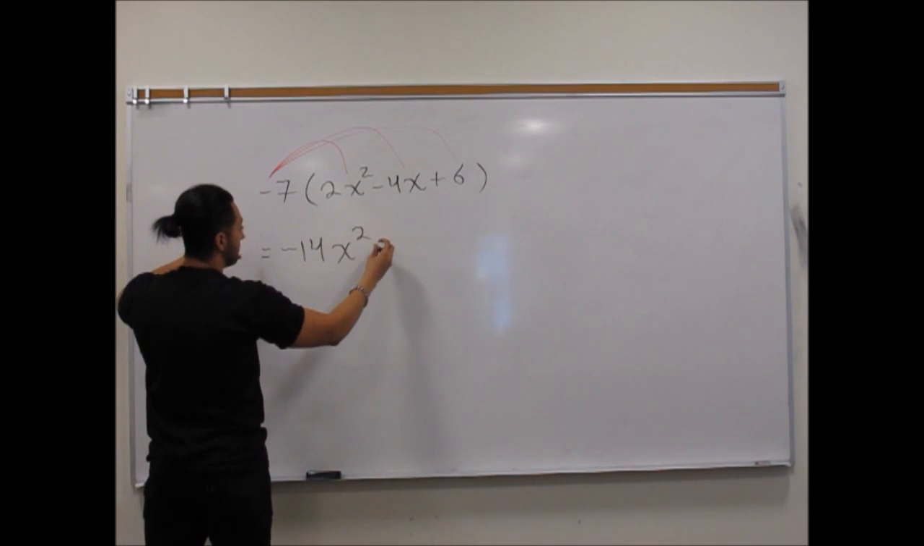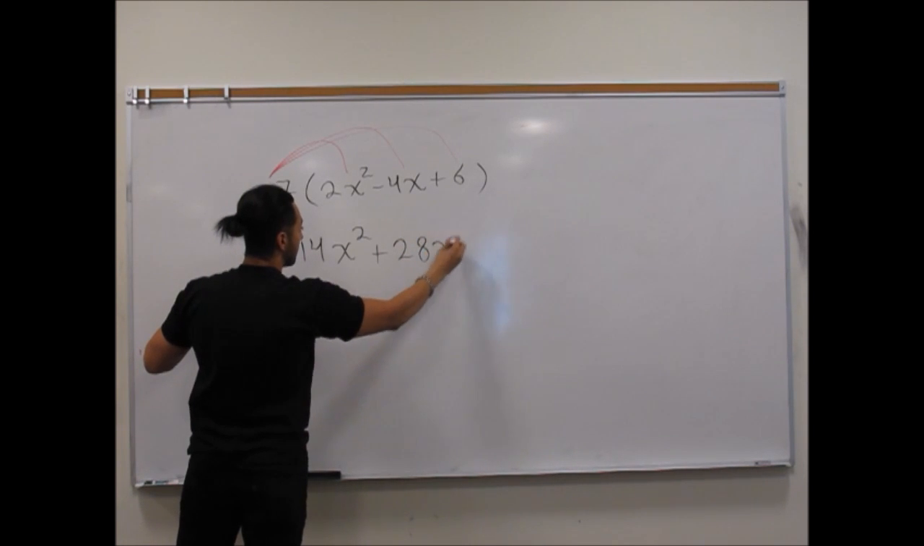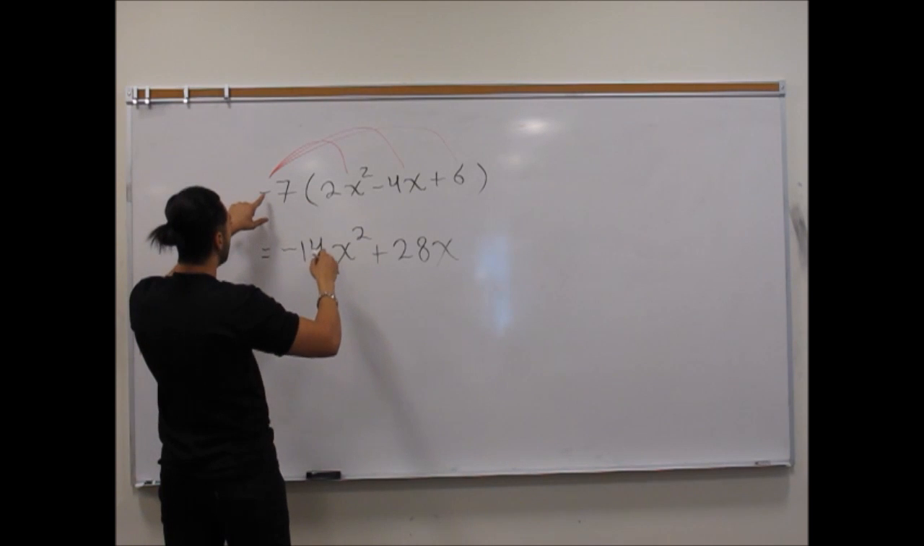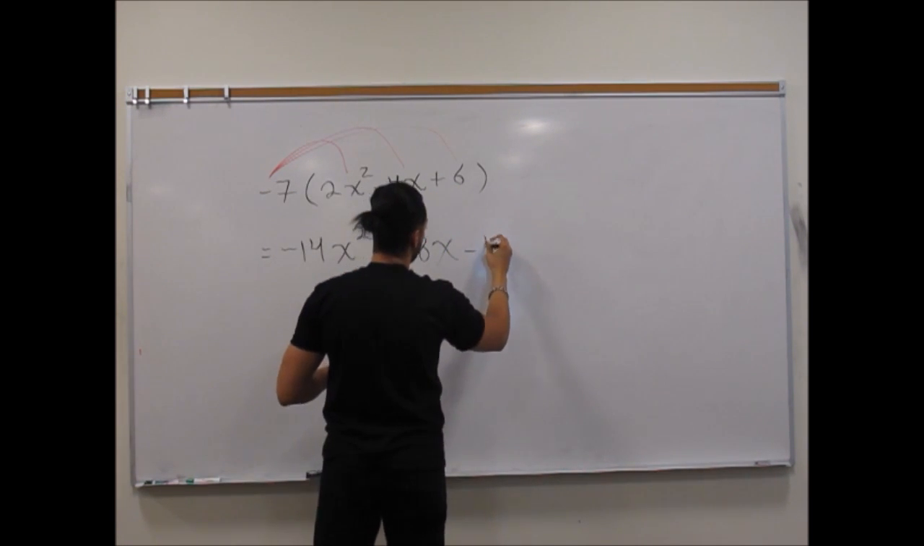Negative times a negative would be positive. 7 times 4 is 28. And again, that x is just going to carry, we're just going to carry it along. Negative times a positive would be negative, and then 6 times 7 is 42.